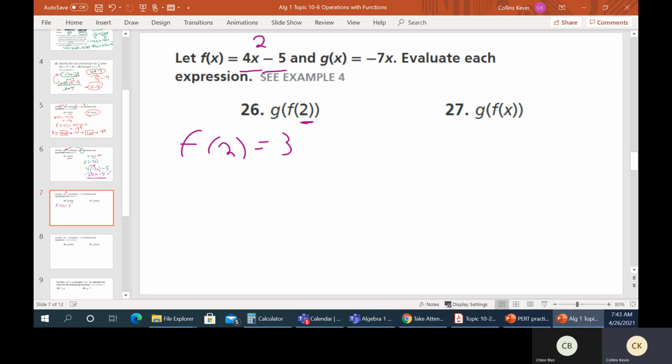Now, we take the 3, and now we want g of f of 2, but we know f of 2 is 3. So this is going to be g of 3. So that means we're just going to plug a 3 in right here. So negative 7 times 3, that's going to be minus 21. And that's our answer. Okay? So notice we have the exact same functions. And the last one we did f of g of x. So we plug g into the f function. This time we're going to take and plug f into the g function.